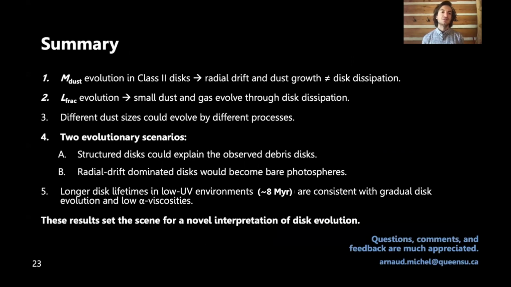And so this leads me to my summary, where we looked at the millimeter dust evolution in class 2 disks, which is undergoing radial drift and dust growth and not disk dissipation. The fractional disk luminosity, though, traces the small dust and gas, which evolved through disk dissipation, indicating that different dust sizes could evolve by different processes. We also present two evolutionary scenarios in which structured disks could explain the observed debris disks, while the radial drift dominated disks would just become bare photospheres. And lastly, overall, in low UV environments, we find longer disk lifetimes of about 9 million years, which are consistent with gradual disk evolution and low alpha viscosities.